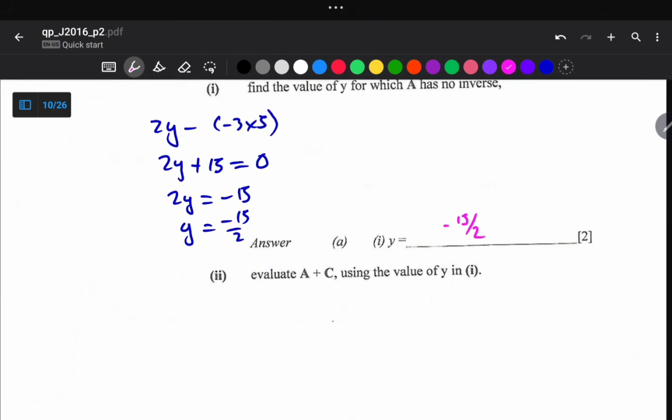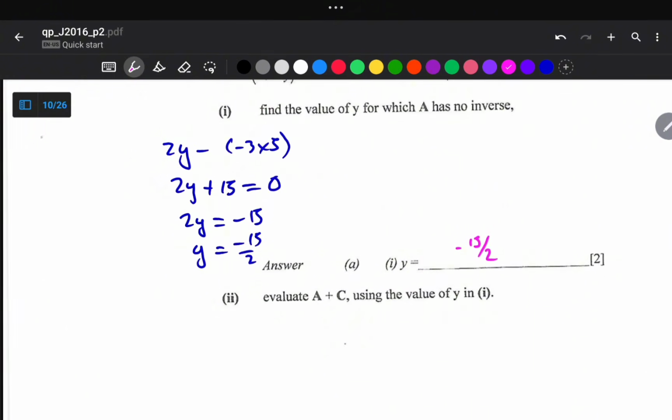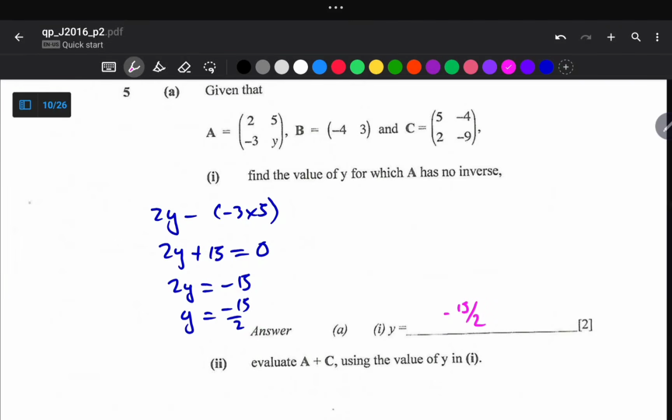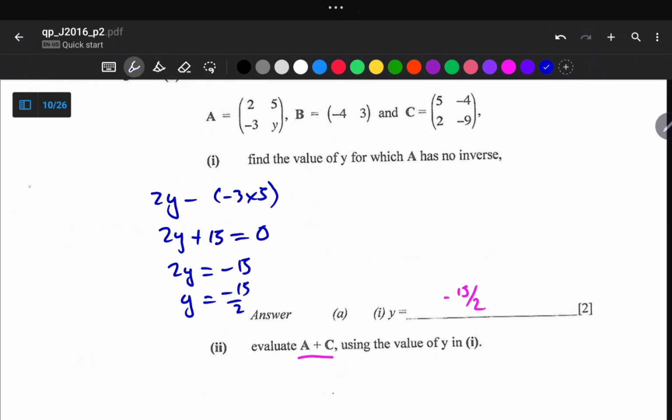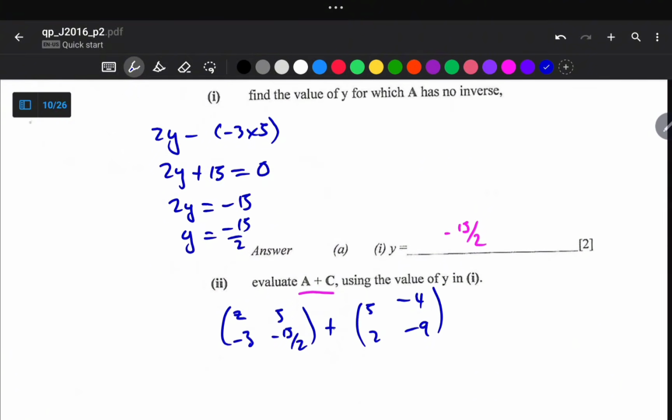And let us move on to the next part of the question, which says evaluate A plus C using the value of y in the item 1. So given that we want to evaluate A plus C, and we are given the value of y here, -15/2, so it is now the matrix 2, -3, 5, -15/2, plus what is our C? Our C is 5, 2, -4, -9. So this gives us 2 plus 5, it is equal to 7.